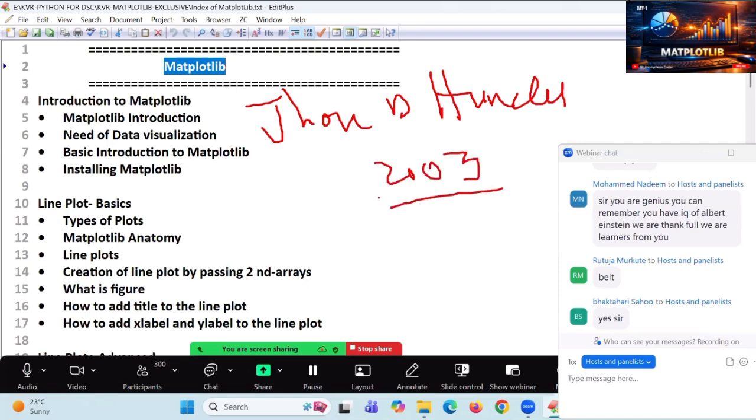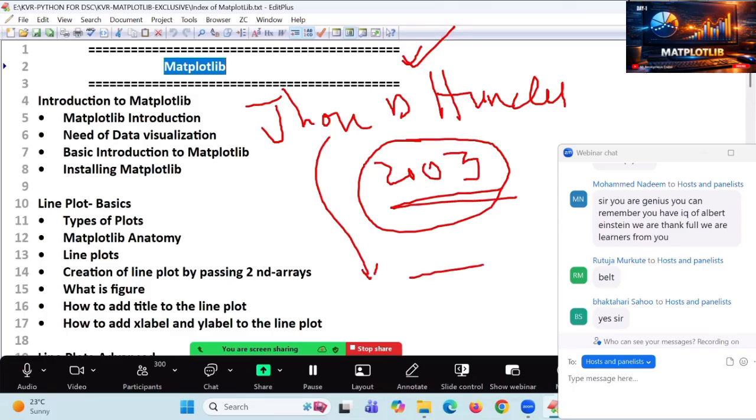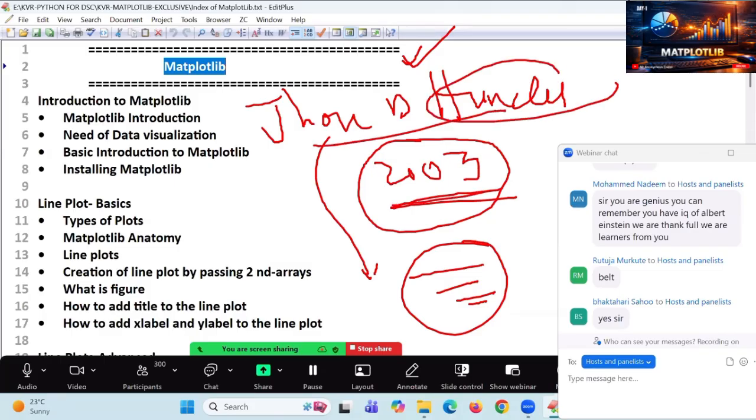2003. John D. Hunter developed Matplotlib. He expired in the course of its development, and his friend continued the development and fully released it in 2005. This is what John D. Hunter did; I regularly mention Hunter in my Python class. In 2003 this was coming into the picture.